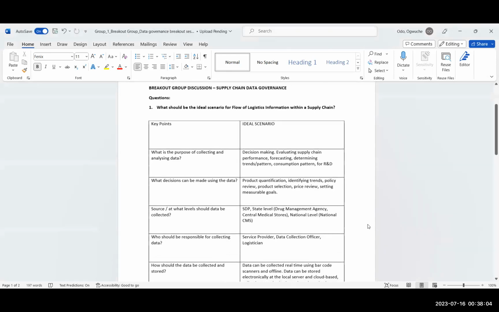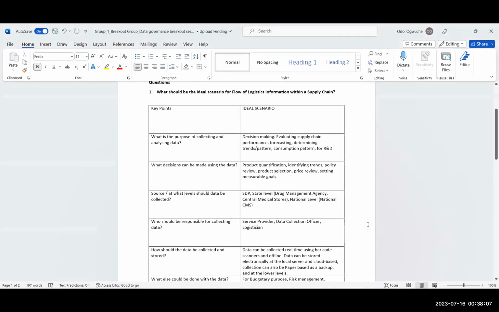So we looked at the other question, which talks about decisions that can be made using the data. You can use the data for product quantification, for identifying trends, for policy review. So once data is collected, let's say for adverse drug reactions, once upon a time in the HIV care and treatment program, staff were using a drug, but a lot of complaints with regards to adverse drug reactions kept cropping up, and eventually that drug was removed from the treatment regimen. And so with the collection of data, you can also use it to review policy.